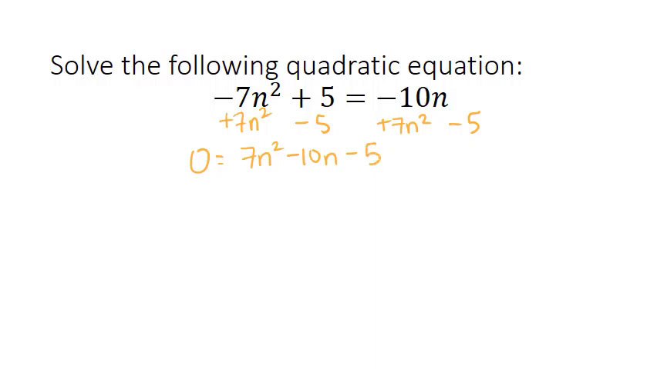Another thing that's helpful with the quadratic formula is to leave your squared term first, followed by your linear term, followed by your constant. Now in the quadratic formula, a is represented by the quadratic term. So a equals 7. B is represented by the linear term. So b equals negative 10. And c, the constant, is represented by the number. So c equals negative 5.